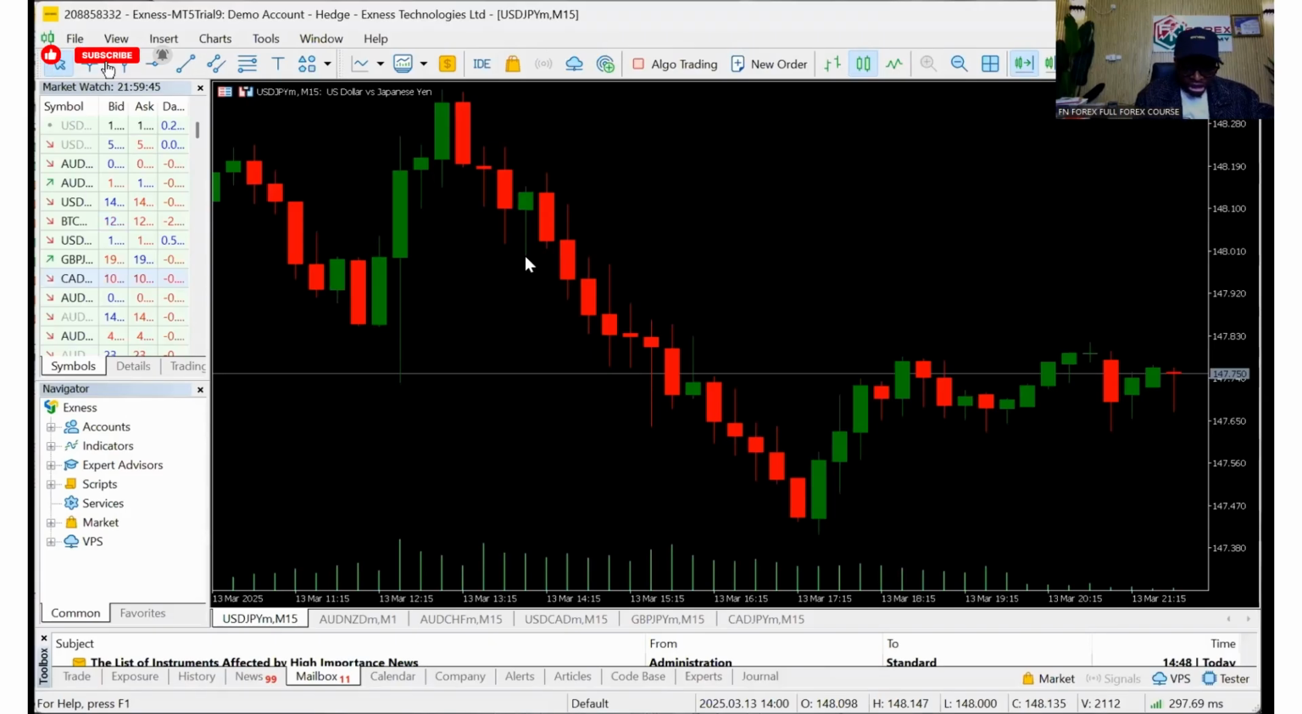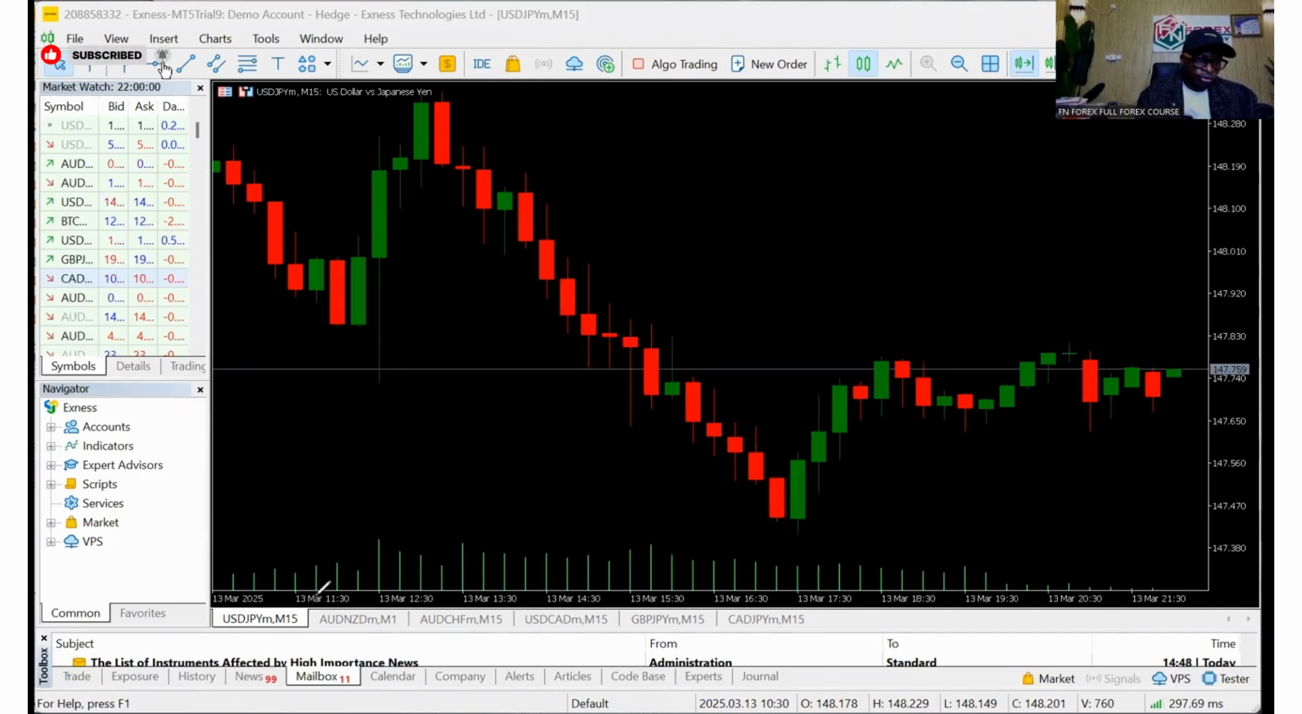Okay, now this is our chart. We are on this pair USD JPY. You can see right down here we are on the pair USD JPY. In the last lesson, we were looking at platforms, so you should be able to navigate through the platform. So this is USD JPY.